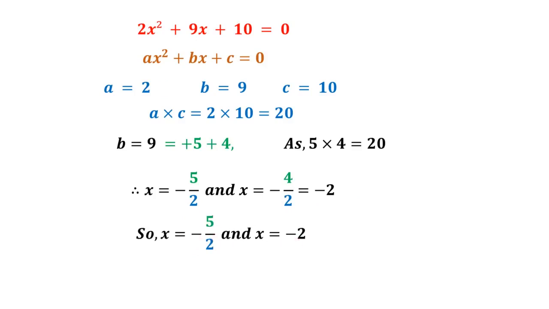So this is very easy. Let's take a few more examples. Here we have 3 times x squared minus 8 times x plus 4 is equal to 0. Again we have the value of a is equal to 3, the value of b is equal to negative 8, and the value of c is equal to 4.